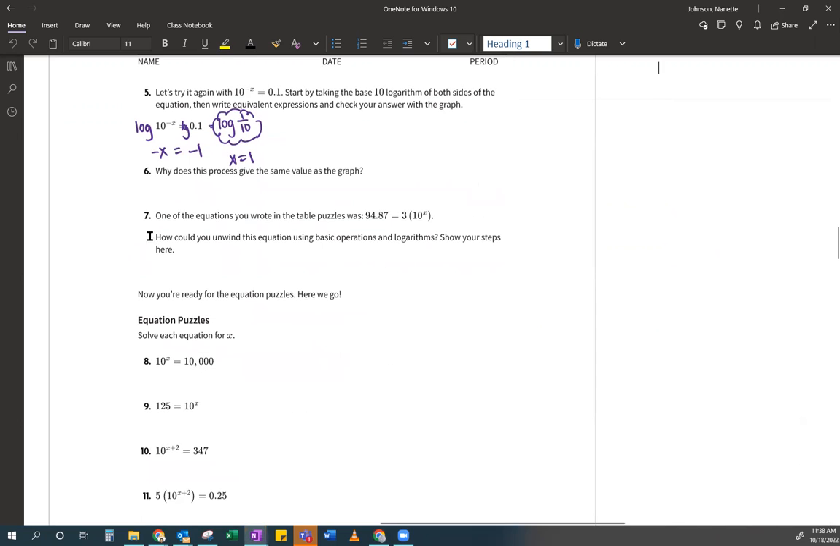This next one, I'm skipping this one. One of the equations you wrote in the table puzzles is this. How could you unwind the equation using basic operations and logs? Show your steps. So here, what we want to do is again take the log of both sides.